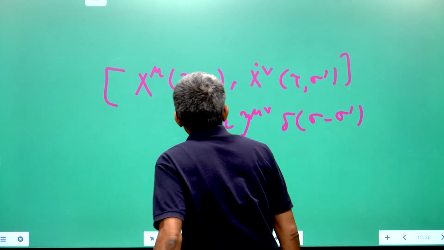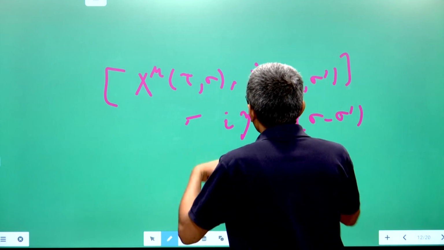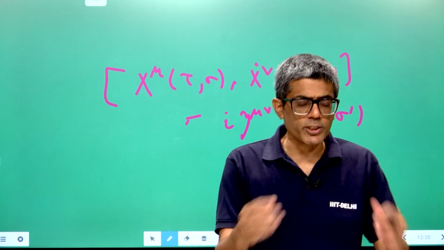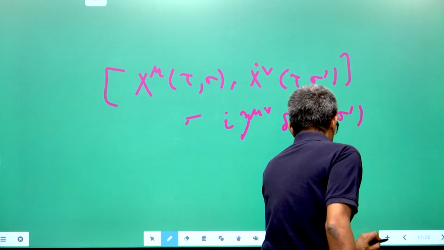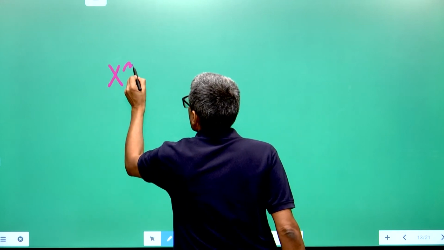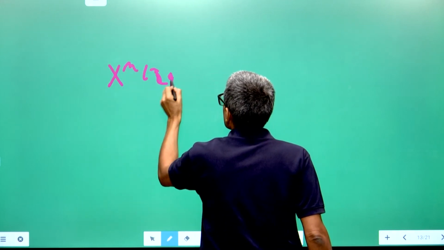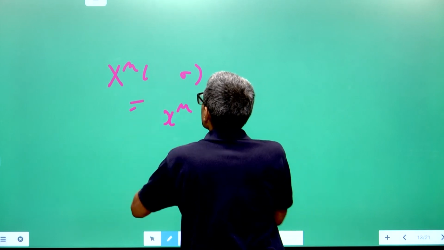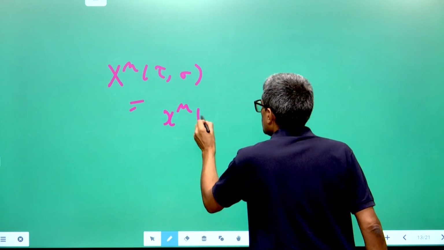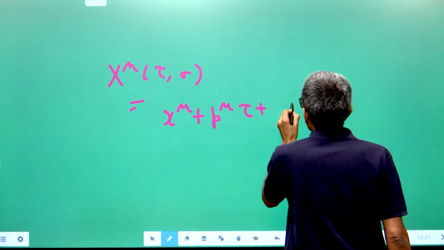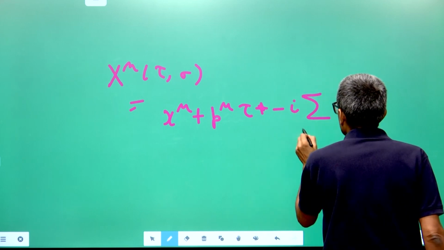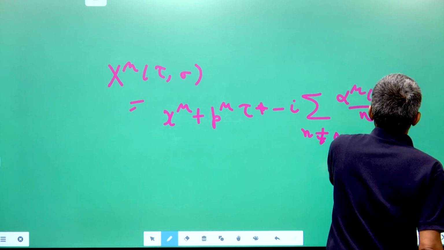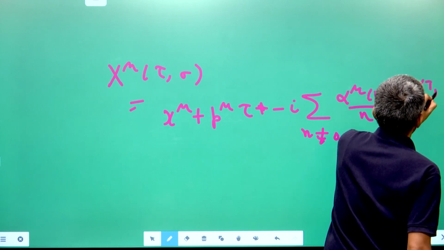Now you want to know how these commutation relations translate in the Fourier series domain. In the Fourier series domain, you remember that we had written x mu of tau sigma as x mu plus p mu tau plus a vibration around that, minus i times the summation over n not equal to 0 of alpha mu n by n times e power i n tau minus sigma, a right moving string.